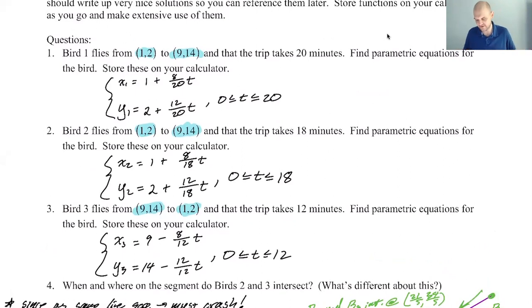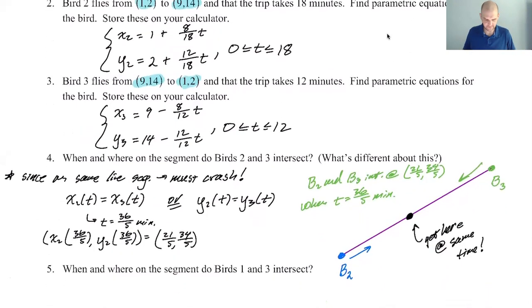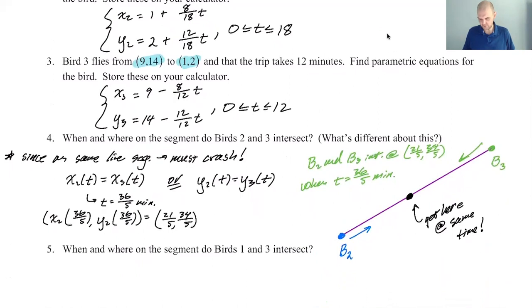So that's like a little confusing. It means they're on the same line segment. We think we know when birds 2 and 3 intersect, which has to happen because they're on the same line segment going right toward each other. So they're going to intersect. And then we also know the time and the locations. We think we solved this.